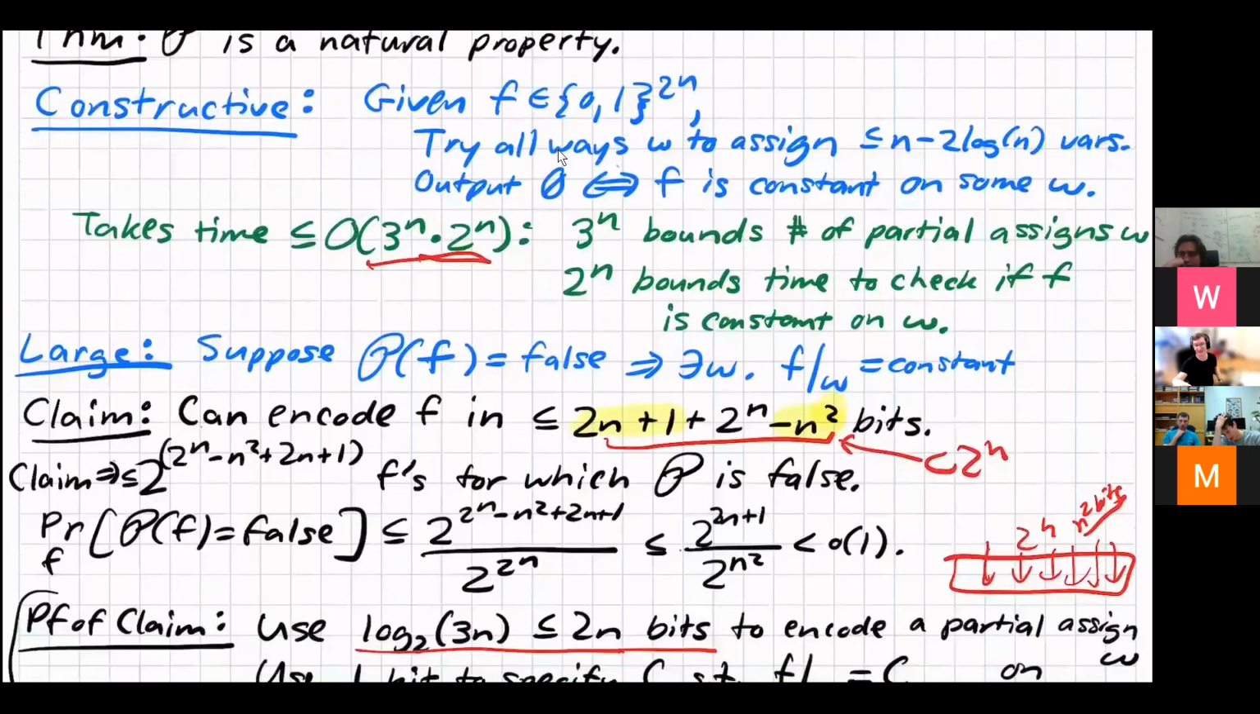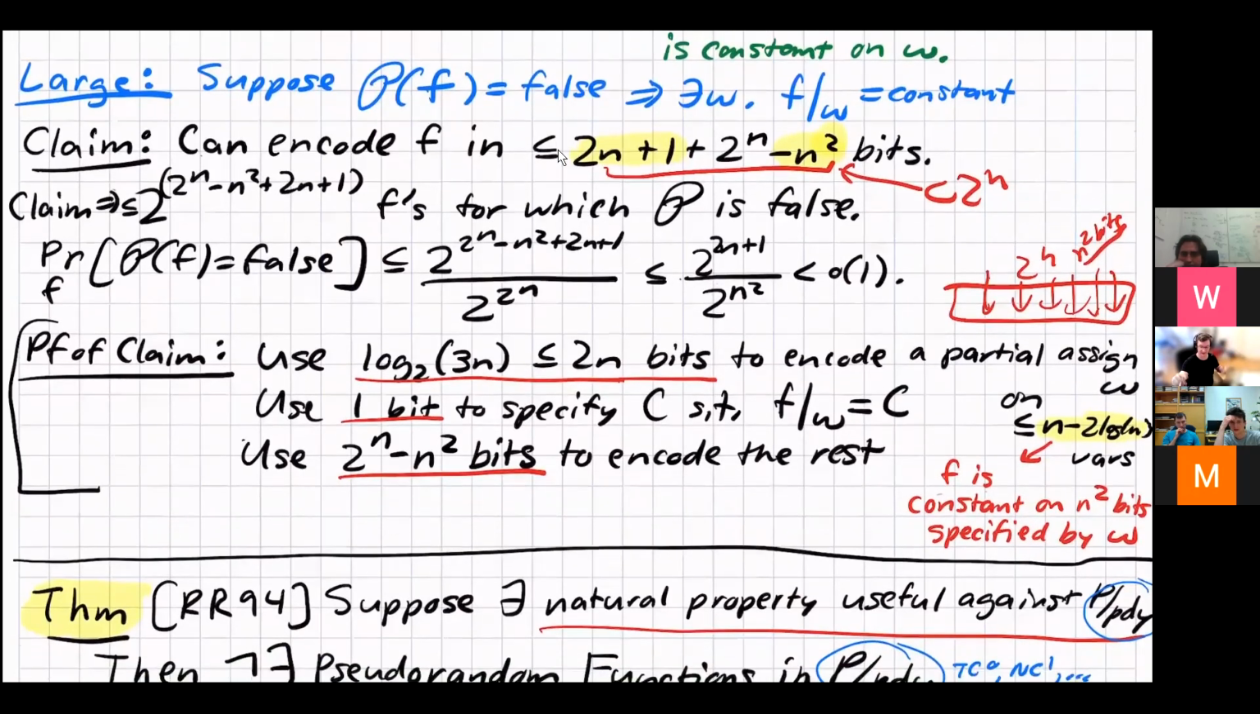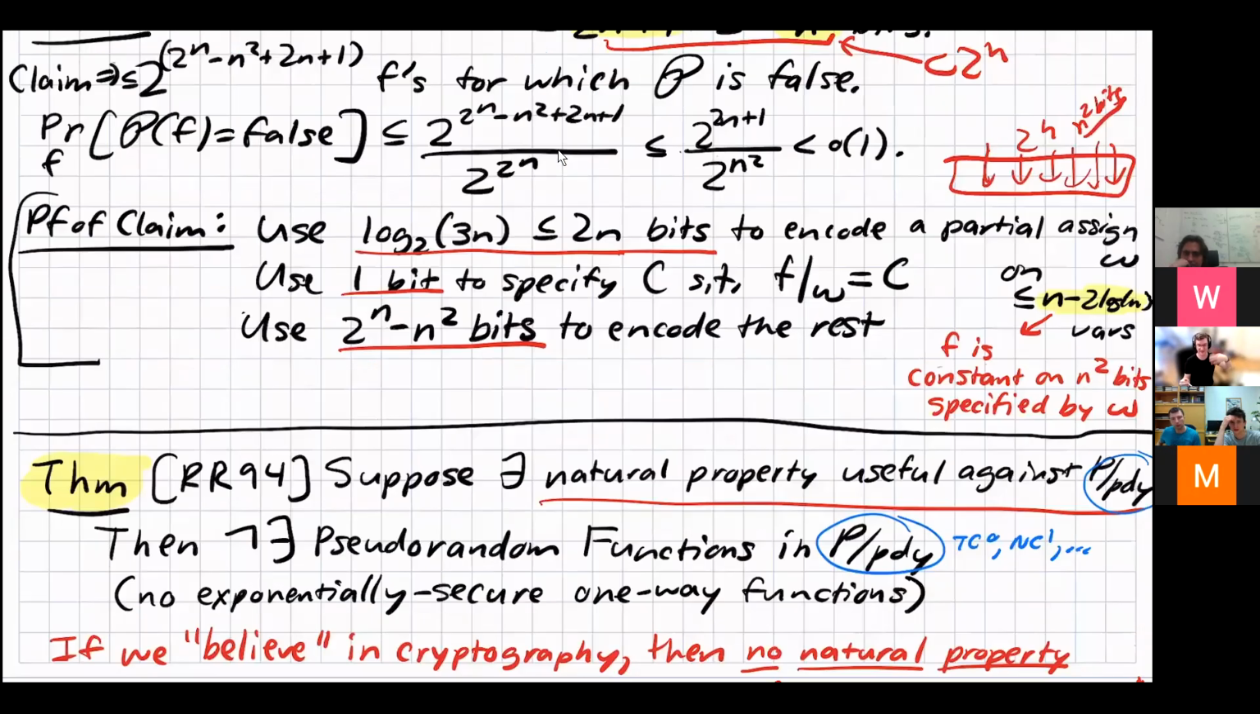Okay, so the big theorem of Razborov and Rudich says the following. There are these various properties which are natural, and more complicated ones I didn't describe, and they're used to prove lower bounds against weak classes like AC0. They say: suppose there is a natural property useful against P/poly, the bigger class of just polynomial size circuits with no extra restrictions. Then there are no pseudorandom functions, which I will define later, in P/poly.